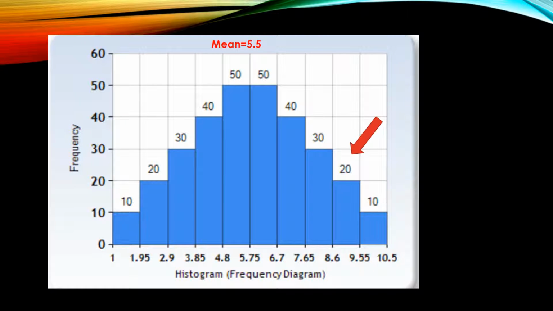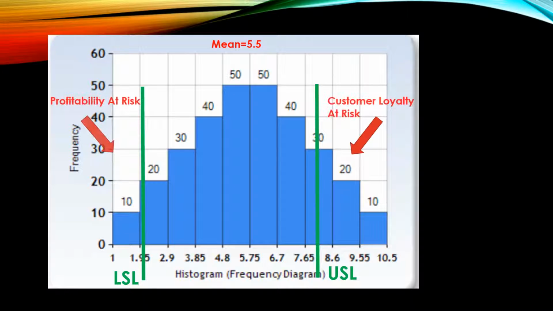So one last look at a kind of normal looking data. Nice histogram. We have some specification limits here. Just a reminder, anytime you're looking at examples to the left of the LSL, there may be profitability at risk. If you're looking at examples to the right of the USL, the upper specification limit, then you're probably looking at customer loyalty being at risk. Are we overstaffed on the left? Are we understaffed to the right?